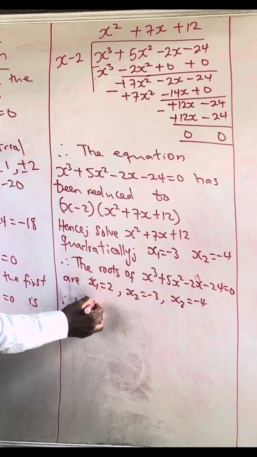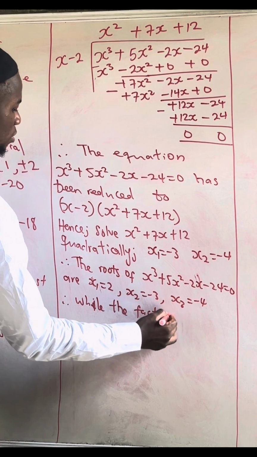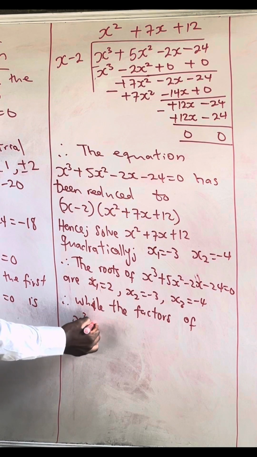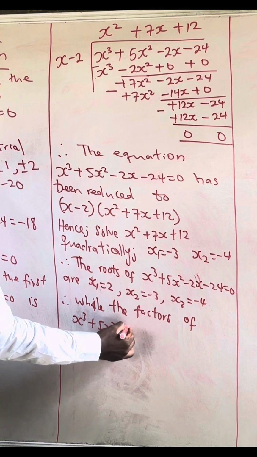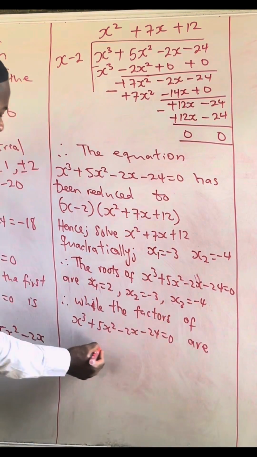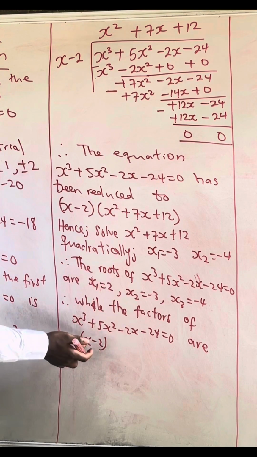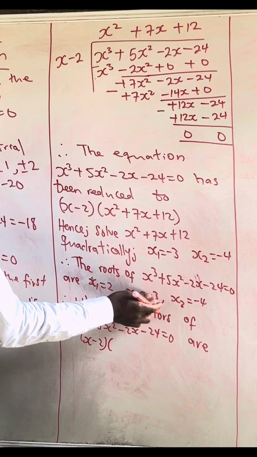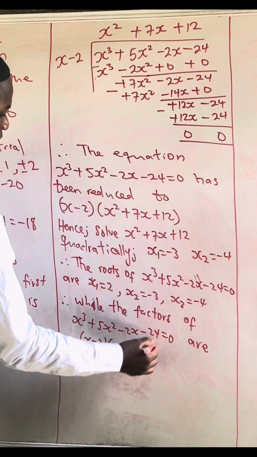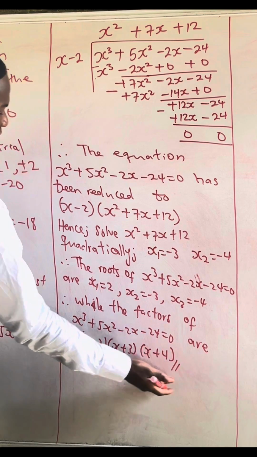While the factors of x raised to power 3 plus 5x squared minus 2x minus 24 equals 0 are x minus 2, and bring this minus 3 to the other side, x plus 3, and bring this minus 4 to the other side, x plus 4. So these are the answers.